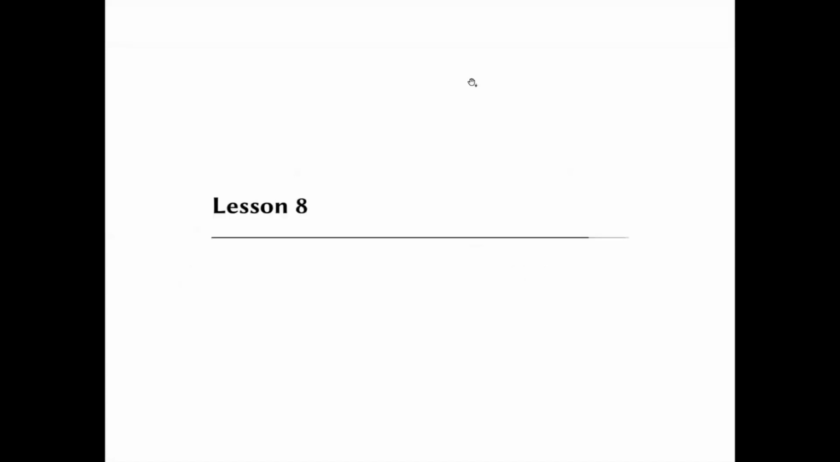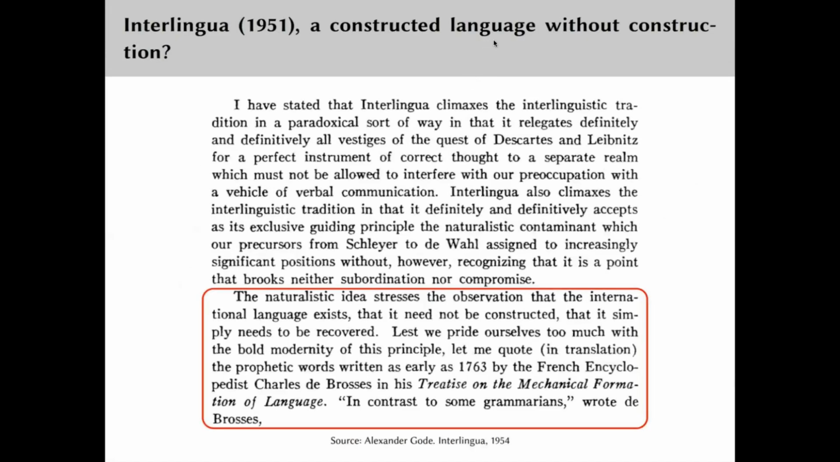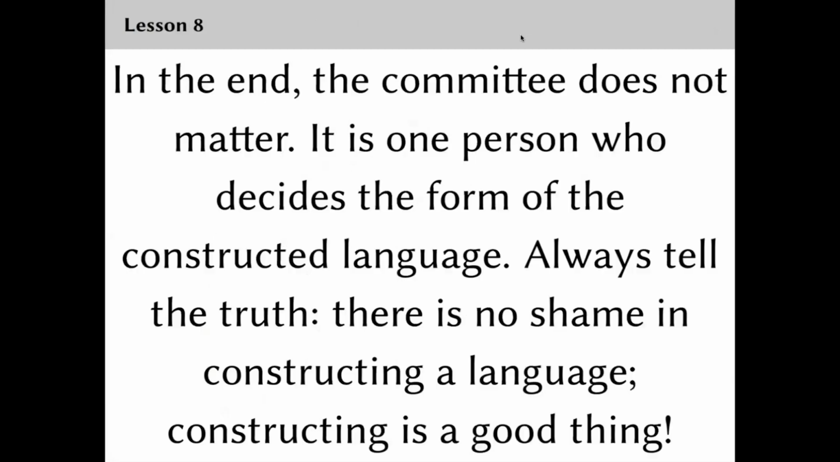Lesson 8, finally, Interlingua. Interlingua was sold by Alexander Gode in 1954 as a constructed language without construction. So the international language exists, it need not be constructed, it simply needs to be recovered. Well, this is simply a trick. He even said that it's not mine, it's a committee and so on, but by the end it's one person who decides all the time.